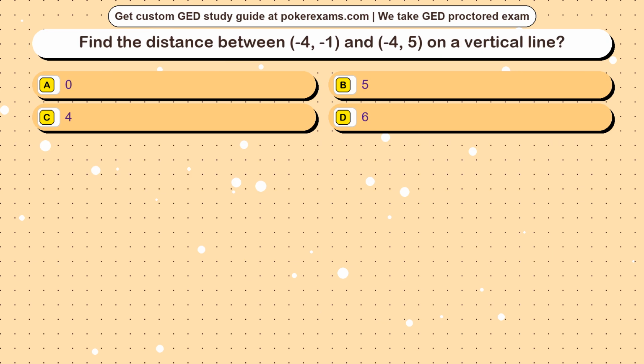Question 9. Find the distance between (-4, -1) and (-4, 5) on a vertical line. Option A: 0. Option B: 5. Option C: 4. Option D: 6.